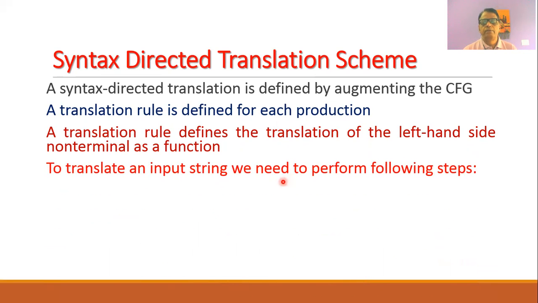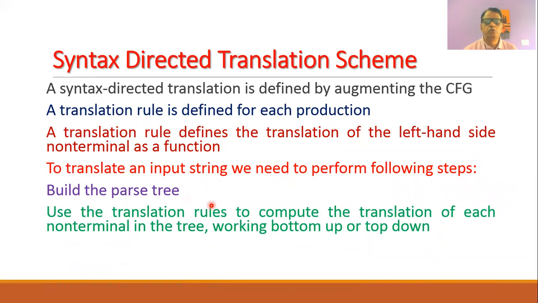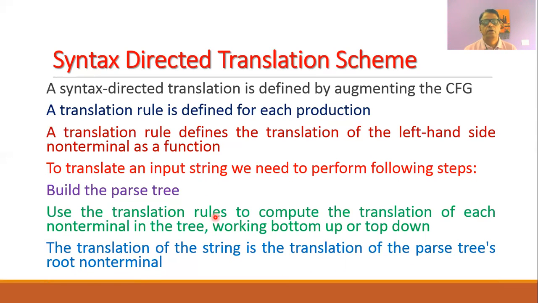To translate the input string, we need to build the parse tree. Once you build the parse tree, you can make use of the translation rules to compute the translation of each non-terminal in the tree. Either you can work from bottom to up, or you can work from top to bottom, so that the translation rules associated with each production rule of the grammar can be executed. The translation of the string is the translation of the parse tree's root non-terminal.